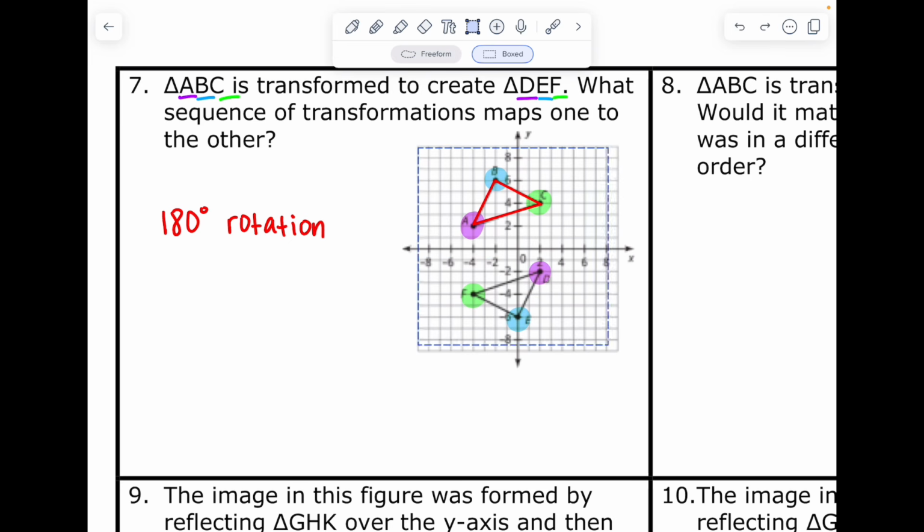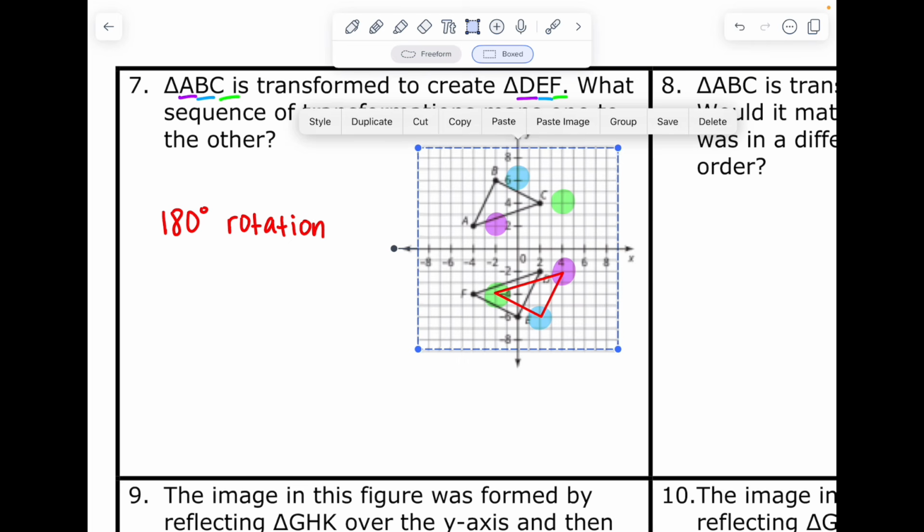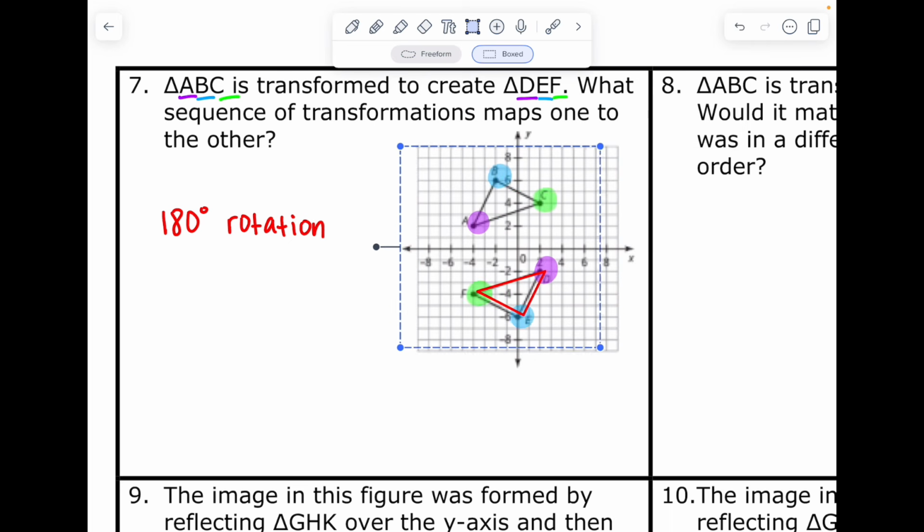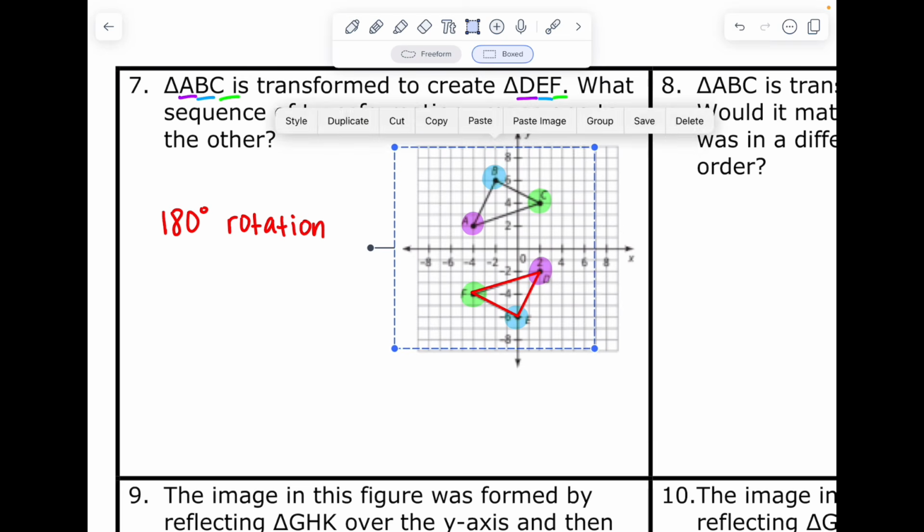I'm going to select the whole thing, and then we're going to rotate 180 degrees. Okay, great. So it ends up here. Then after we rotate 180, we're going to need to go to the right. So that was 2 to the left, I'm sorry, 2 to the left.